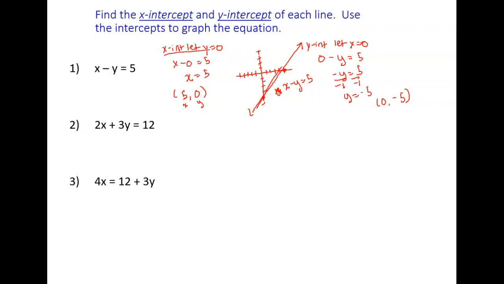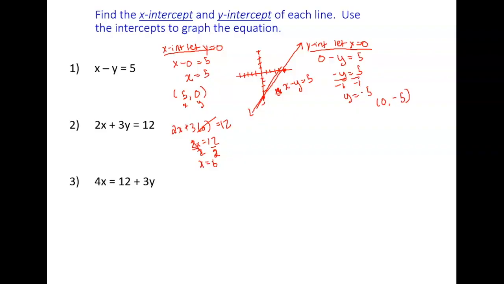All I did was my x-intercept and my y-intercept. So we can do the same thing down here. Let's let y equal 0. So I get 2x plus 3 times 0 equals 12. That goes away. So I get 2x equals 12. Divide both sides by 2 to get rid of that 2. X is equal to 6. That just goes back to our algebra. So 2x equals 12. To get rid of the 2 in front of the x, I divide out that 2, and 12 divided by 2 is 6.